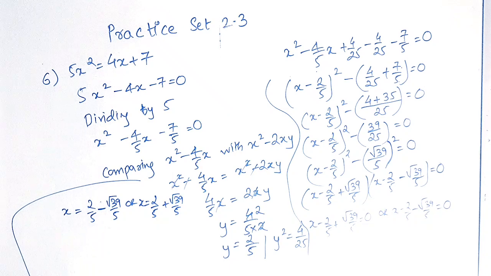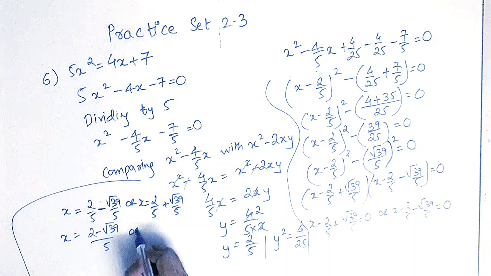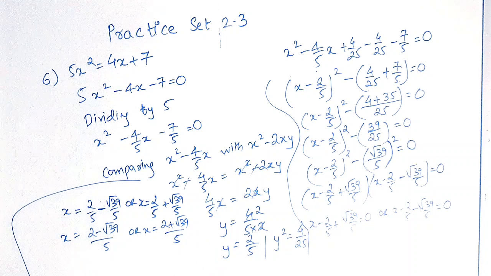Okay, so x is equal to 2 minus root 39 by 5, or x is equal to 2 plus root 39 by 5. Okay, these are the quadratic roots of the quadratic equations.